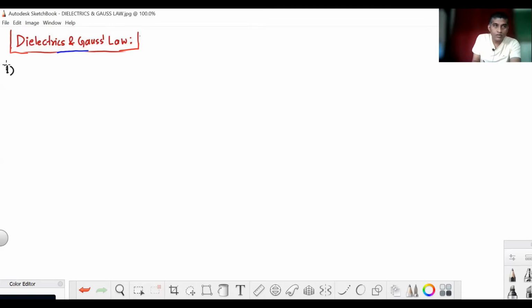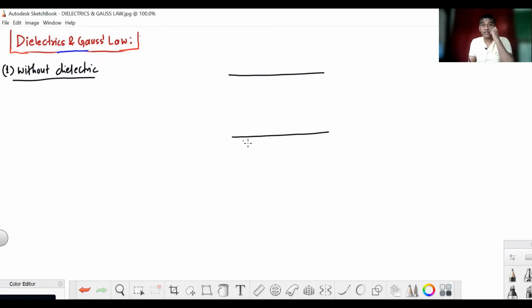So first, without dielectric, let us consider a parallel plate capacitor, okay, for simplicity, and let the plates of the capacitor be separated by distance d, and we take d small, okay. Plates are separated by small distance d, and let us consider vacuum between the plates, and let the charge on the upper plate be plus q and the lower plate contains an equal amount of negative charge, that is minus q. So we have this.